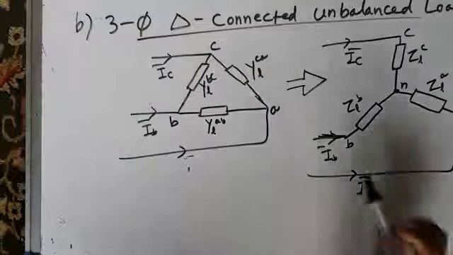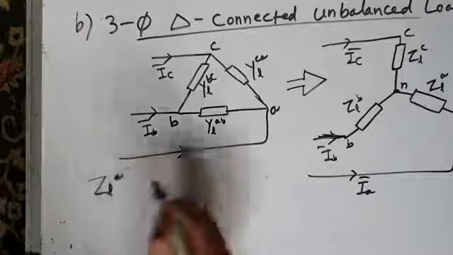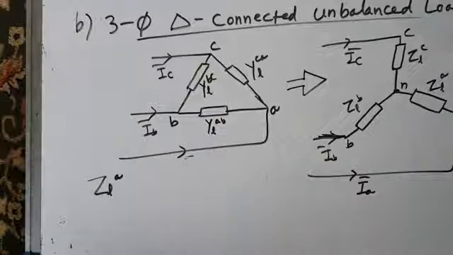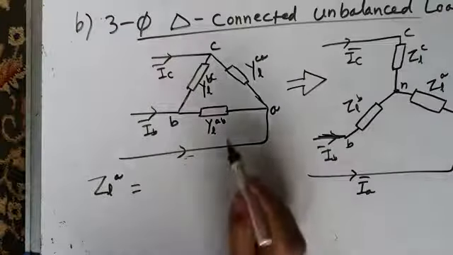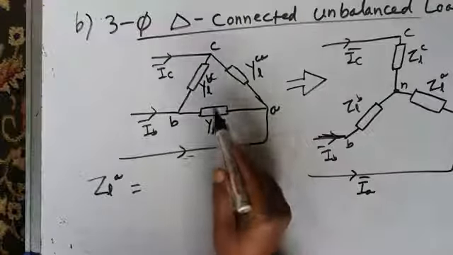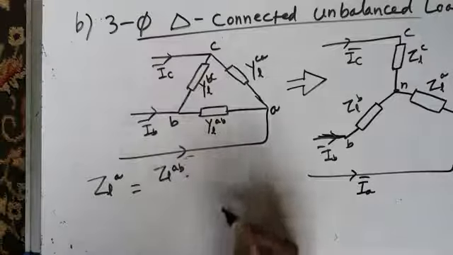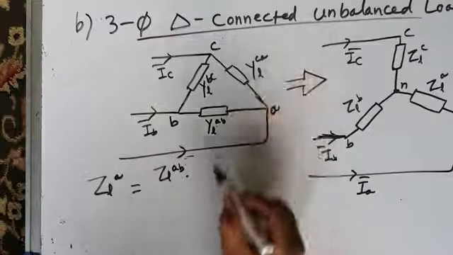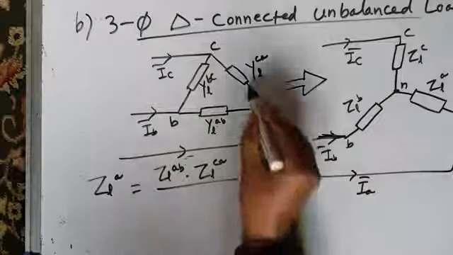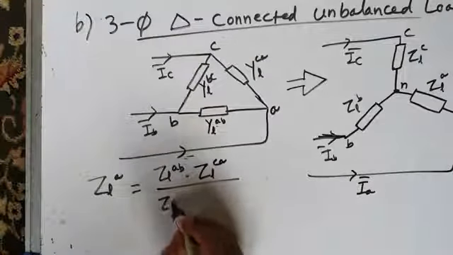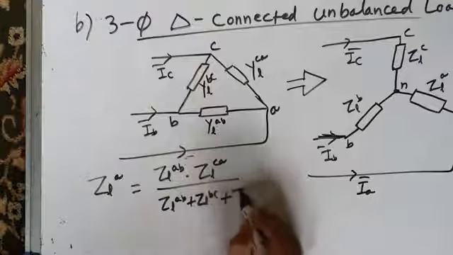For example, you have to find this ZLA, the impedance of phase A or line A. In terms of this, it is given by ZLAB. See, this A is between AB and CA, so ZLAB into ZLCA divided by the sum of the three line impedances, ZLAB plus ZLBC plus ZLCA.